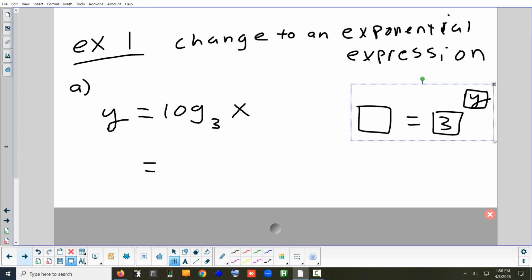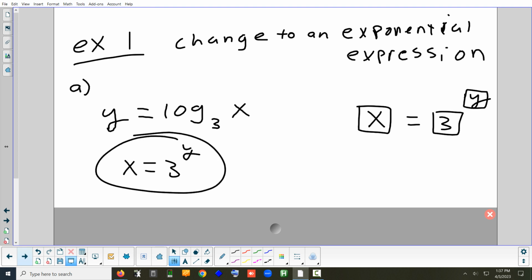And the only spot left is something that's going to go all by itself on the other side. Then you want to remember, what do we call the x? The argument. It's the argument, right? Because it argues with everybody, it ends up all by itself on the other side. And that's the final answer. I usually don't put boxes around it. So that's how you do it.